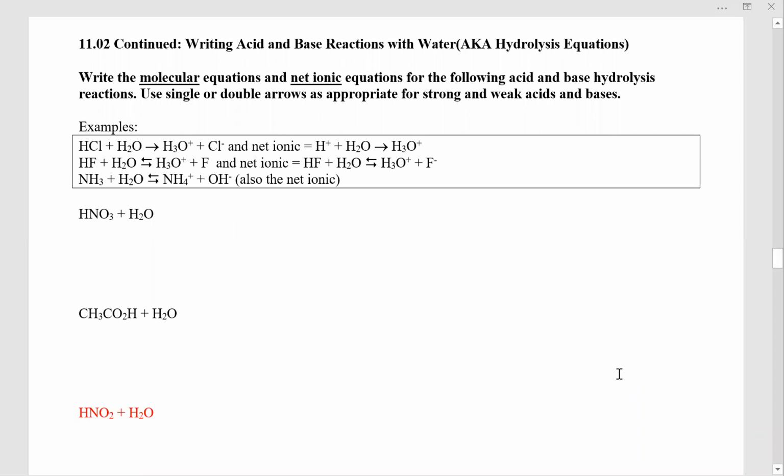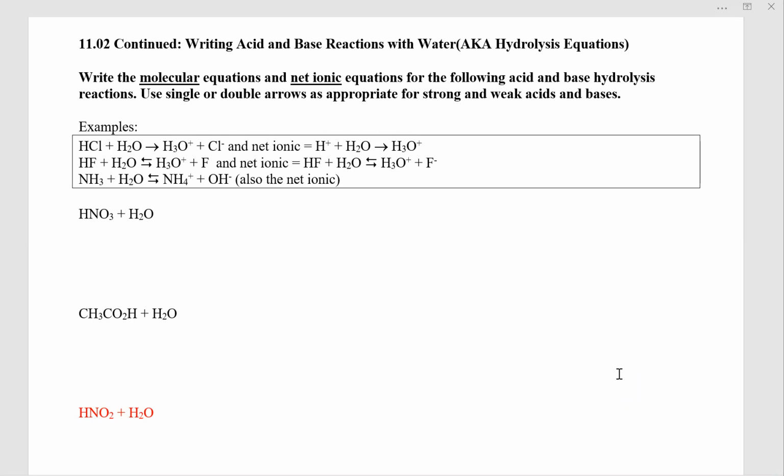Okay, we're going to continue on with 11.02 with writing acid-base reactions with water. In other words, the hydrolysis. What happens when we drop an acid or a base into water? Way back in Module 4, you learned to write molecular equations and net ionic equations.